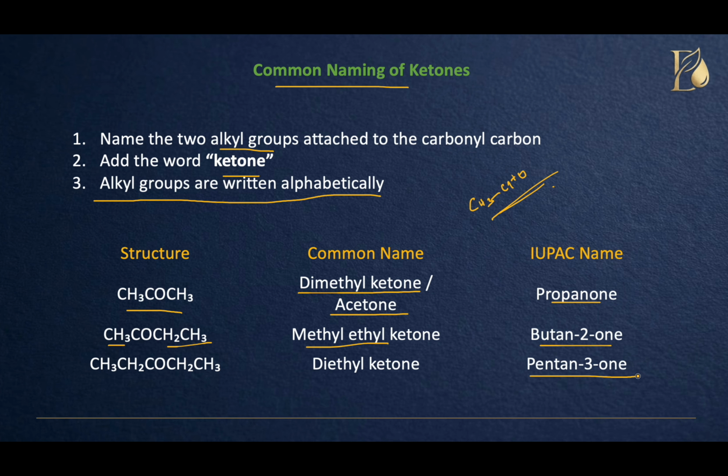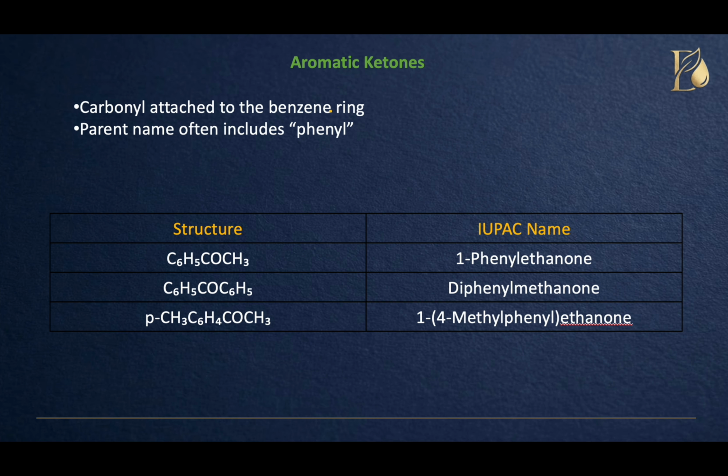Now for pentan-3-one, what is the structure? CH3CH2COCH2CH3. So there are two ethyl groups attached to the CO group, so it is diethyl ketone. So I hope this is clear. We will discuss many more problems and compare IUPAC and common names, then you will get more idea.